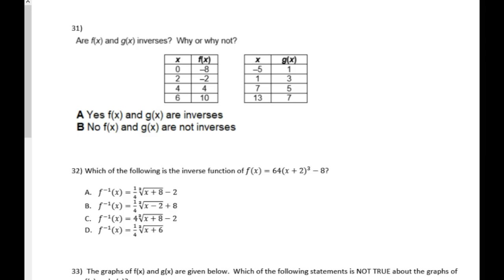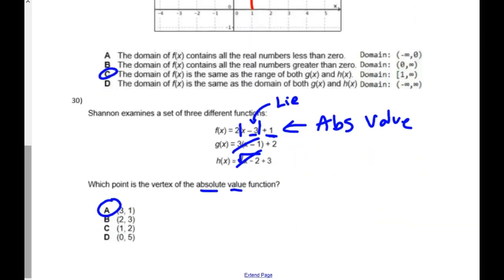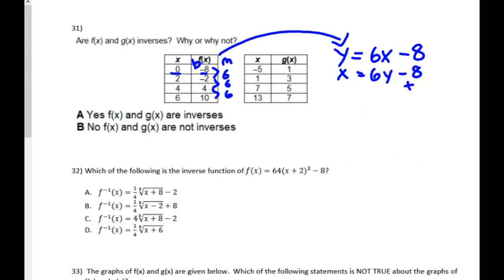Are these inverses? Alright, sorry. There's some errors there. Hello? Yeah. Oh my gosh. Alright, sorry. Check this out.